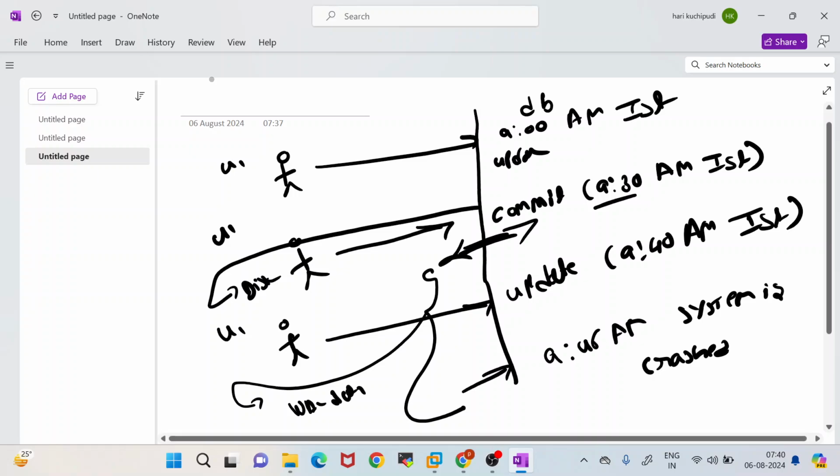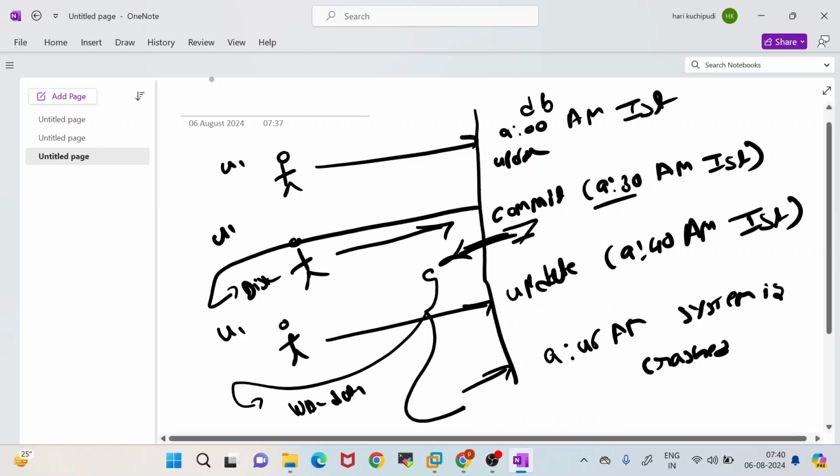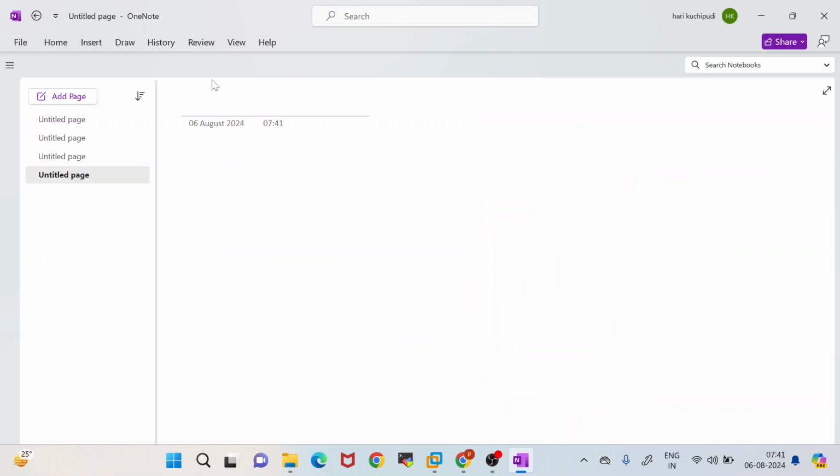As I said, WAL data is information about the transactions. Whatever transactions happened between 9:30 a.m. and this time, those operations will be re-executed by the postmaster process to perform the instance recovery. This is how WAL data is used for performing the instance recovery.